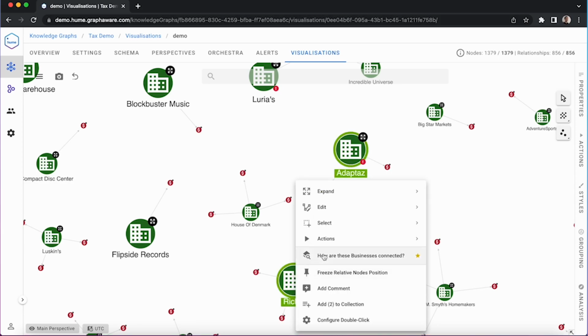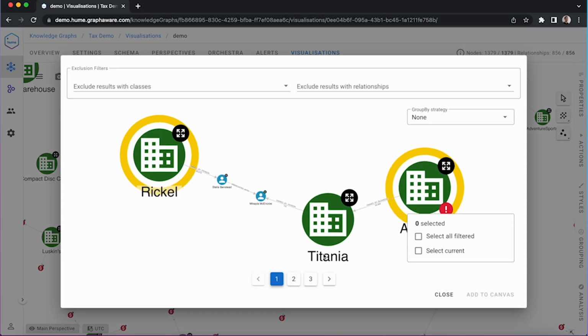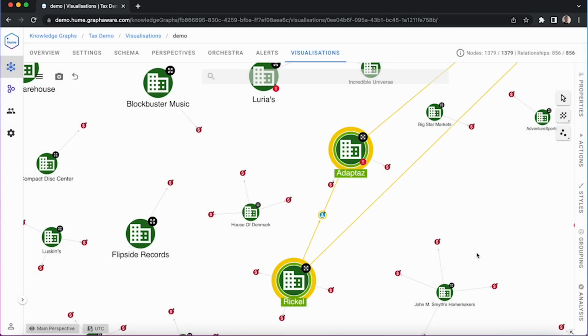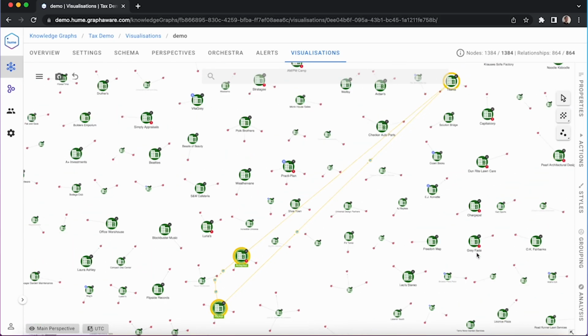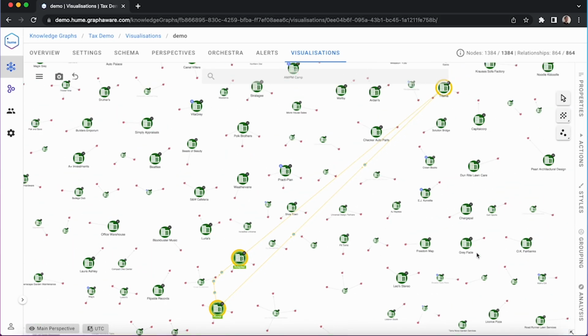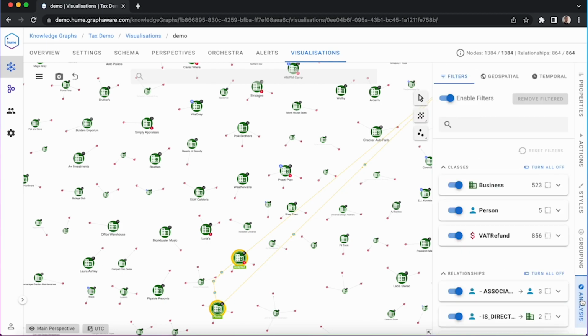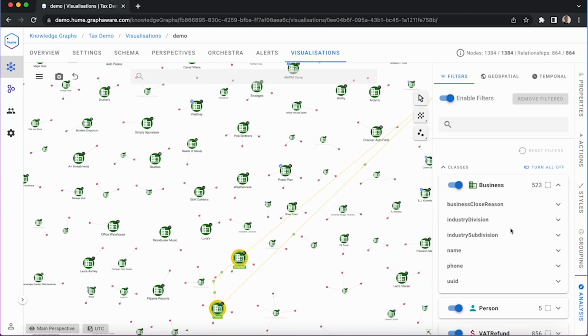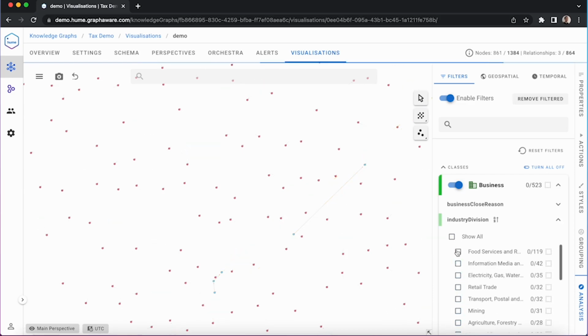Discovering the potential connections between two businesses becomes remarkably effortless, a task that would be nearly impossible with traditional relational databases and tools. Our focus is directed towards companies operating within the food services industry. So let us filter out all businesses from other domains.